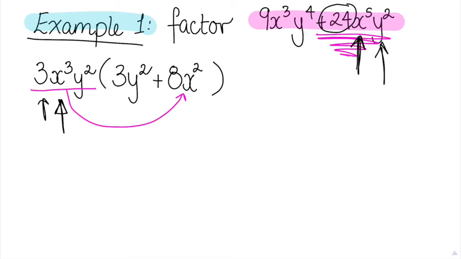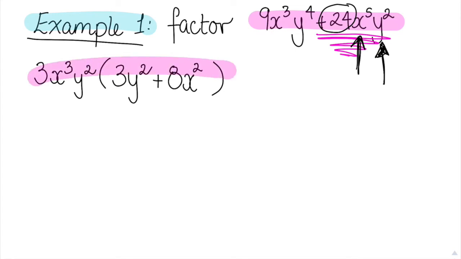Finally, for the y, I need a y squared. Out the front, we already have our y squared, so I don't need to add any more y's in here, which tells us that we've completed our factoring. Let me tidy it up for you. And we're done. On to example number 2.